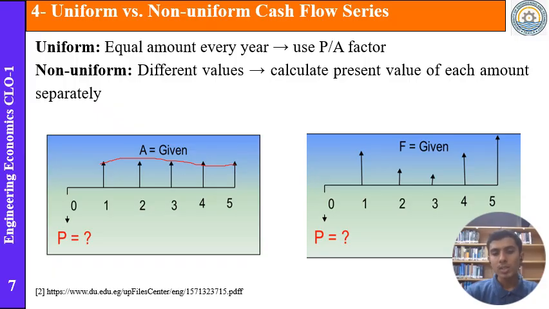Now, if we look at the second picture, the amount at each year varies. For example, the amount at year 1 is greater than the amount at year 2, then it first lowers and then rises. The amount at each year is different. So here we cannot consider them as an A amount and apply the P by A formula to find the present value. Instead, we consider all of these values at each year as an F amount, the future value, and then we utilize the P by F formula to find the present value of all these cash flows.